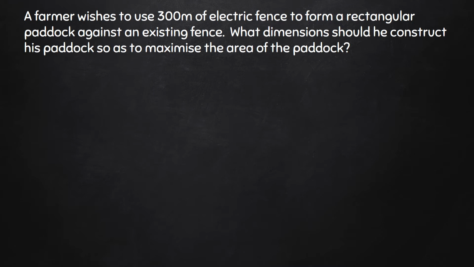So we're looking at this question here. The farmer uses 300 metres of electric fence to form a rectangular paddock, and he's got an existing fence. What dimensions should he construct his paddock so as to maximise the area?